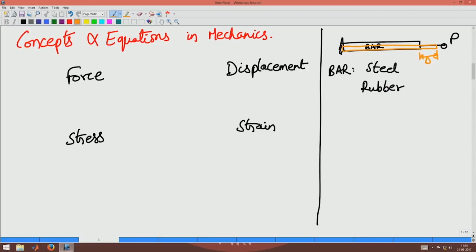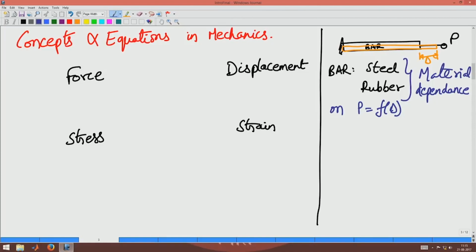So, we find that there is a dependence on the material. This shows there is a material dependence on the relationship between force and the displacement.